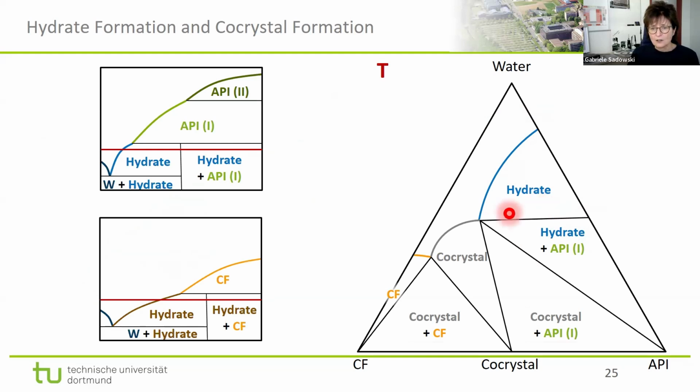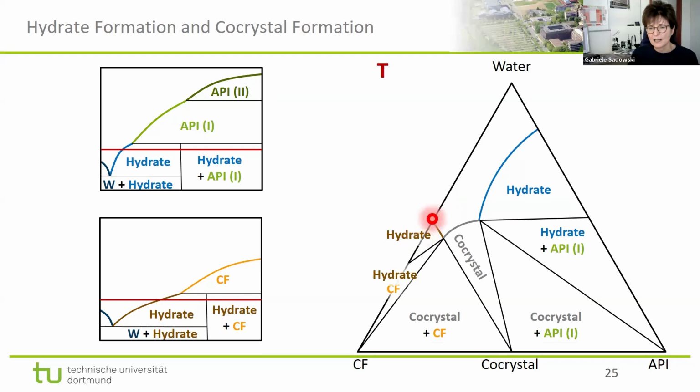If we are unlucky, the co-former might also form hydrates. And if we are at a temperature where the co-former might form a hydrate, we have a similar picture to what we have for the API, also for the co-former. That means we also have the solubility of the hydrate, and the transition between the hydrate and the co-former anhydrate at that point. And we still want to get the co-crystal.